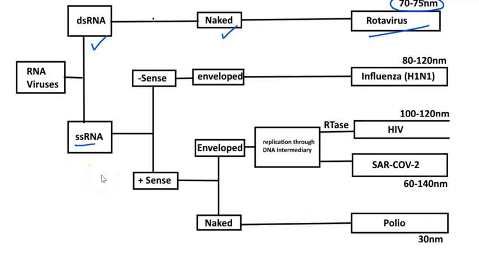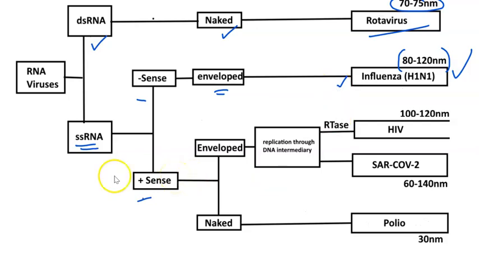Back to the single-stranded RNAs, we've got the negative and the positive sense of those. When they're enveloped and negative sense, we have the classic influenza H1N1, which actually I'm in recovery from at this very moment. This comes out at about 80 to 120 nanometers.